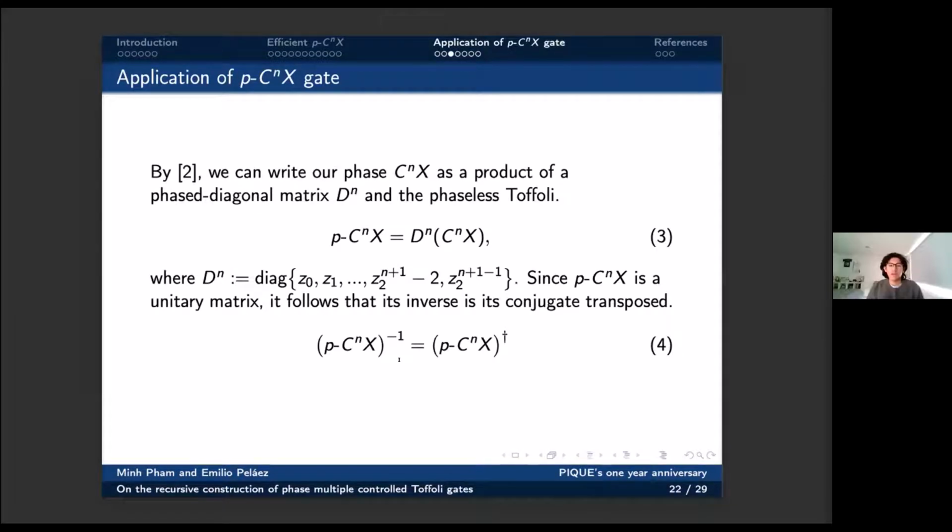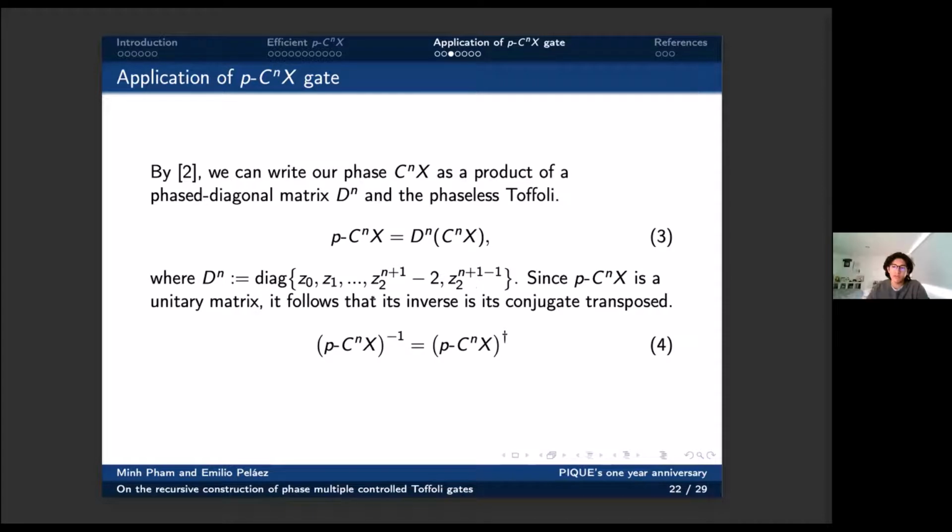Yeah, thank you. As Minh said, we know that the cost is less, so now we need to find an application. First of all, by Maslov, we know that we can write our CNX gate as a product of a phase diagonal and the phaseless Toffoli. This just means that the D matrix adds the phase that comes with the phase implementation of a Toffoli gate. And again, Dn is just a diagonal, so basically a relative alternative of the identity matrix. And we know that the phase CNX is a unitary matrix, so its inverse is its conjugate transpose.